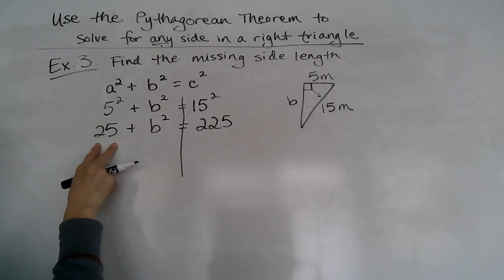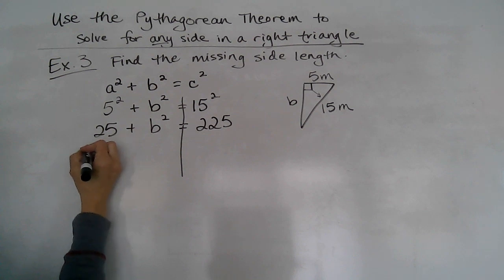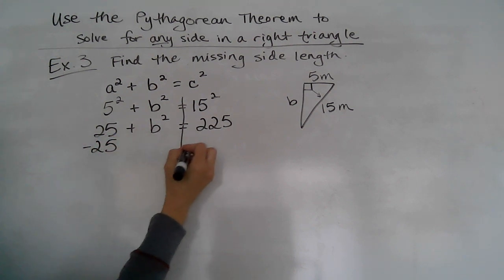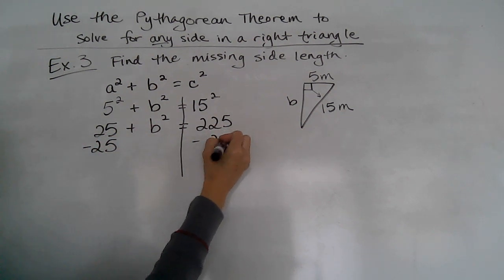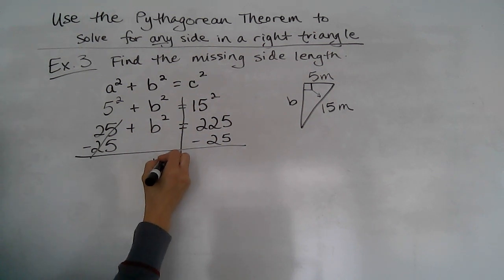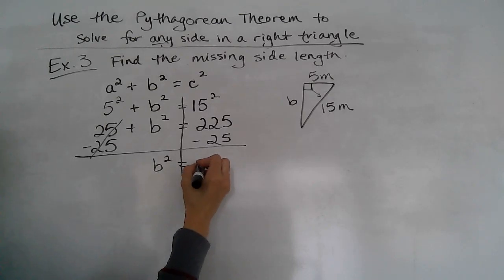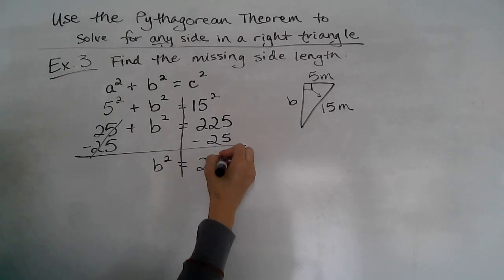And if I take 25 off of this side so that b squared is closer to being alone, I have to take 25 off this side. It's a positive 25, so I'm going to subtract 25. 25 minus 25 gives us 0. So 0 plus b squared is just b squared. 225 minus 25, that's a nice simple subtraction to do in your head.